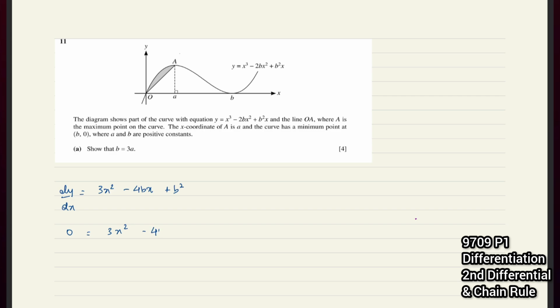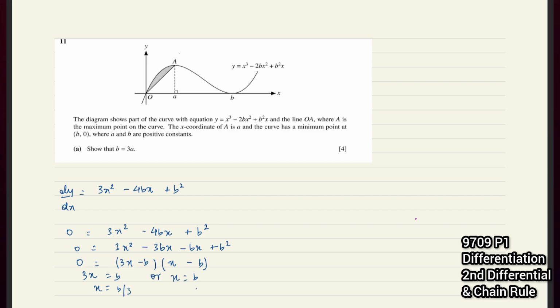3x² - 4bx + b². Factorize it: 3x² - 3bx - bx + b² is equal to 0. 0 is equal to 3x(x - b) - b(x - b). So 3x = b, x is equal to b/3, or x is equal to b.